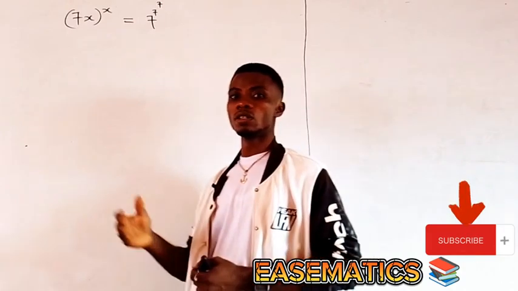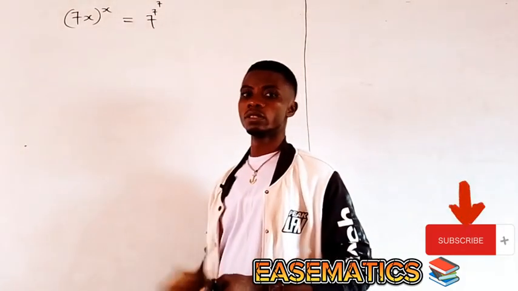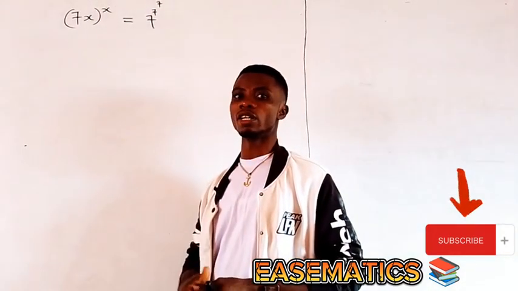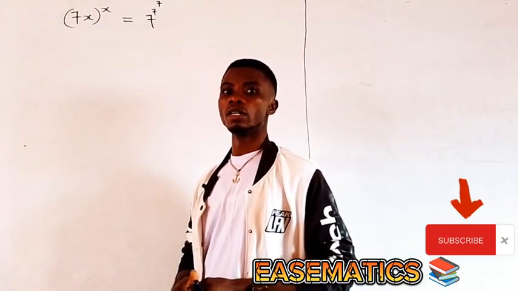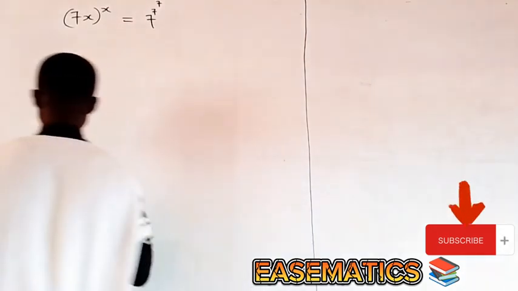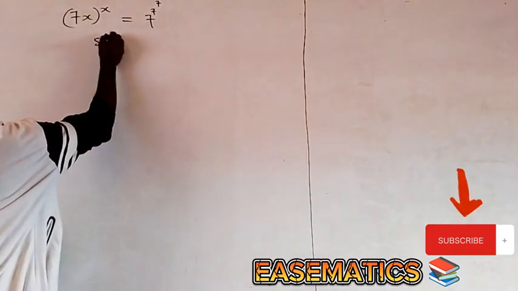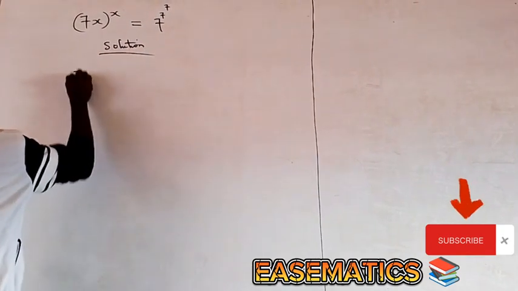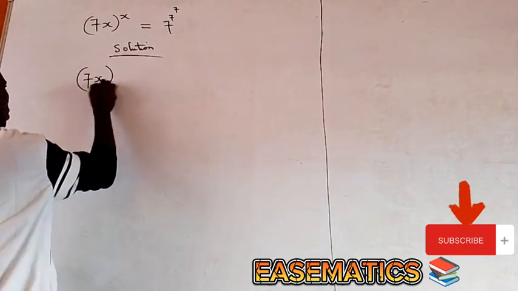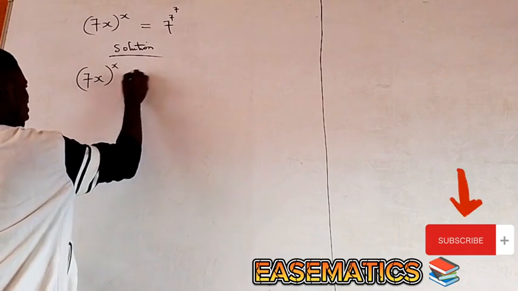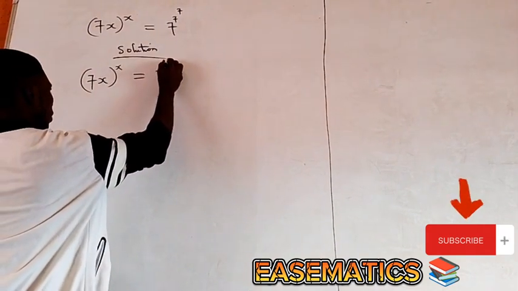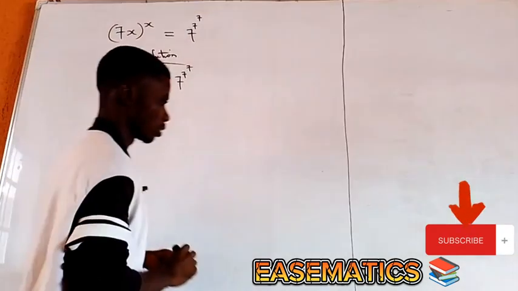In this video, I'll be giving a solution to this equation as we have it here. This is an indicial equation, and let us give a solution to it. We have 7x to the power of x is equal to 7 to the power of 7 to the power of 7.